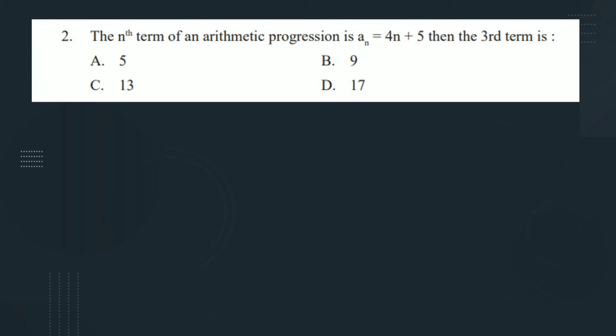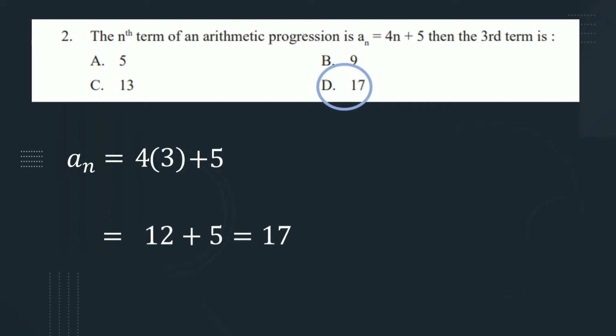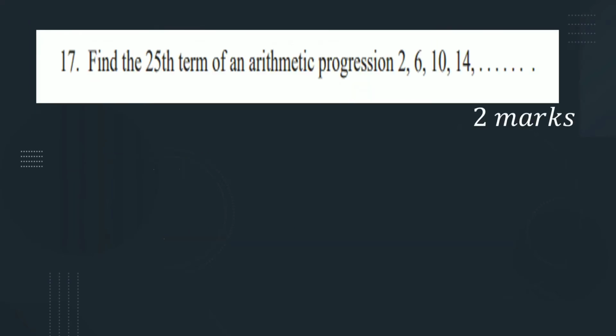This is one more question, second question in the question paper. Nth term of an arithmetic progression is an is equal to 4n plus 5. Then the third term is, within a second we can solve it. In the place of n, we can put 3 here. So 4 into 3, 12, 12 plus 5, 17 is the answer.